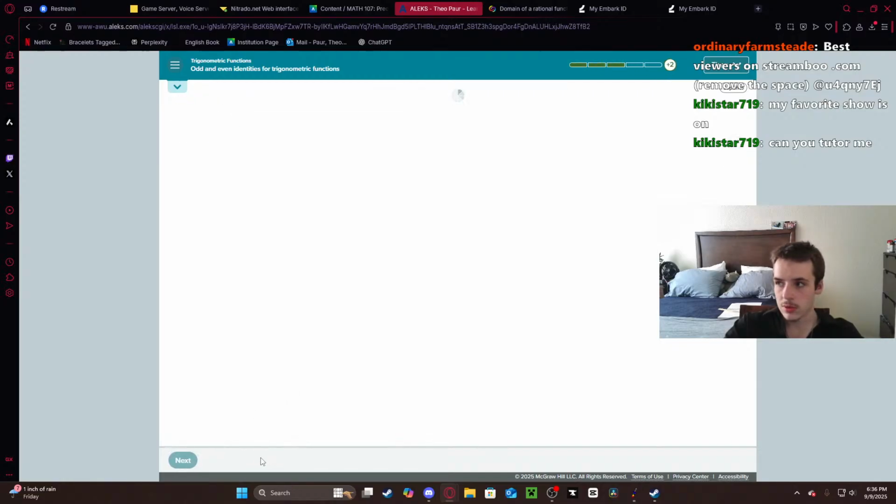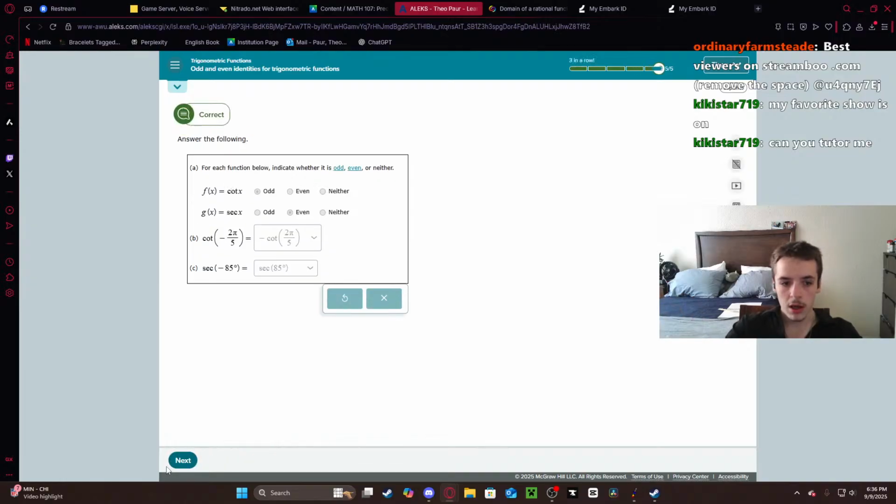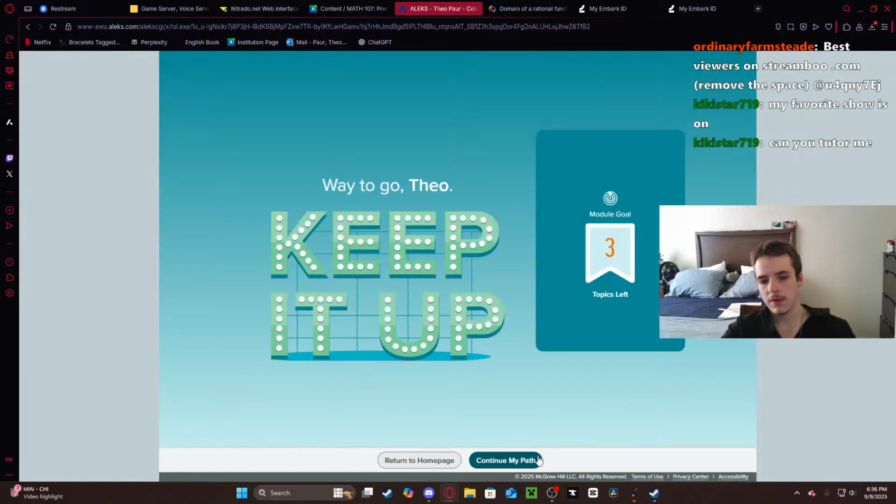See, it's so easy. If it's cotangent, it's odd. If it's secant, it's even. That's cotangent, so you're going to just take the negative, put it right out here. That's that. Take the negative and get rid of it because it's secant. Check. Oh my gosh. Wow.